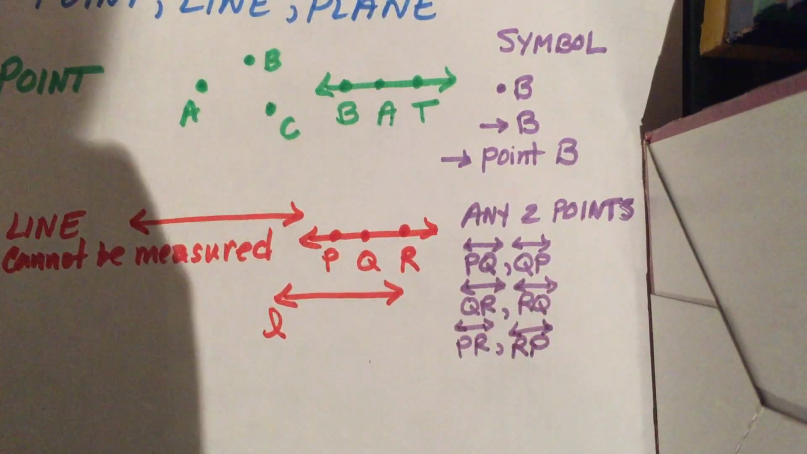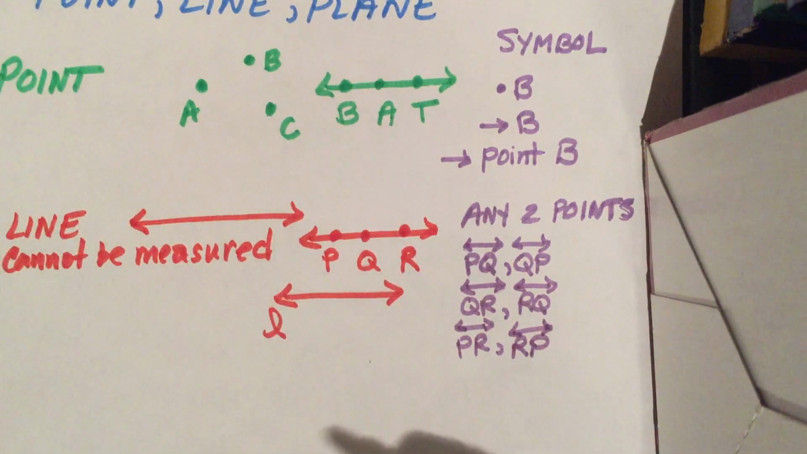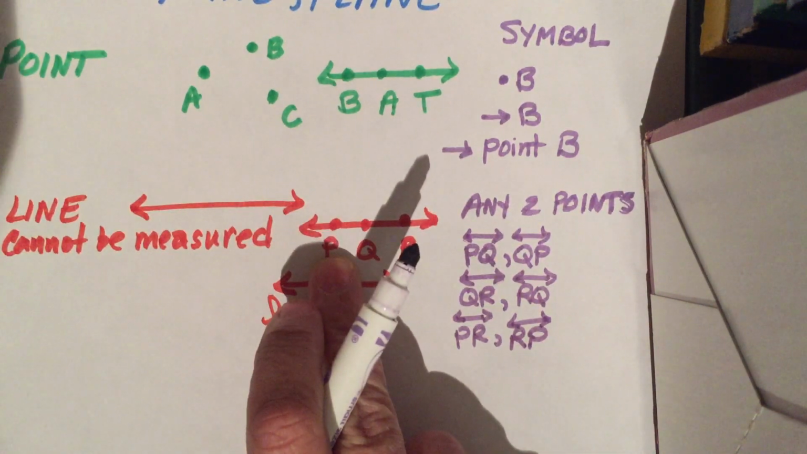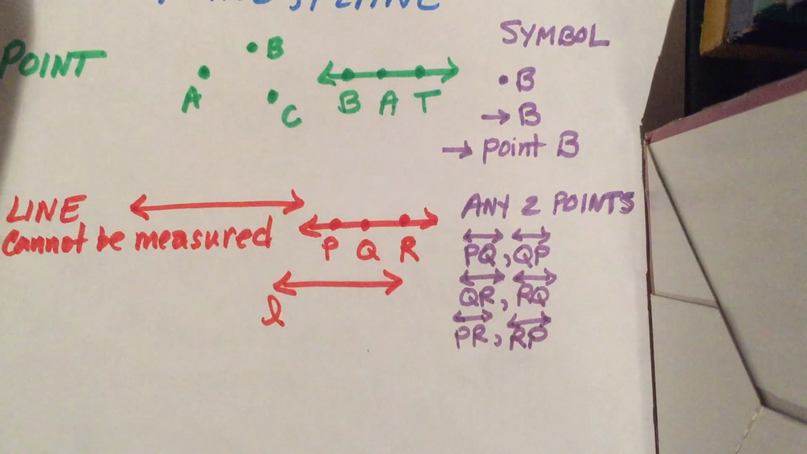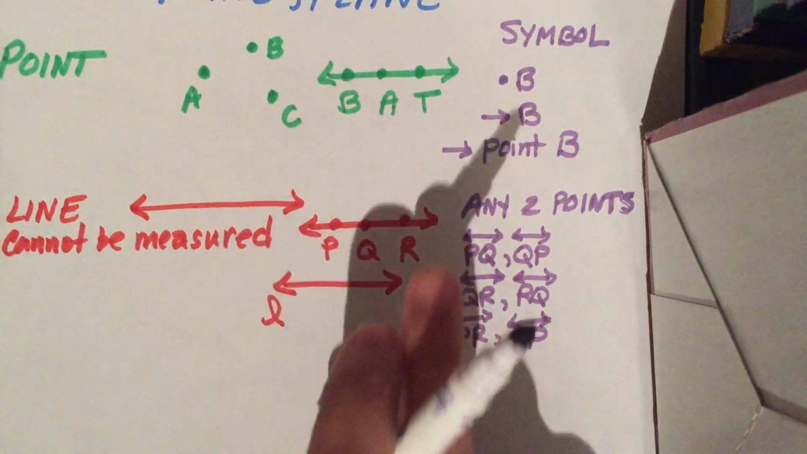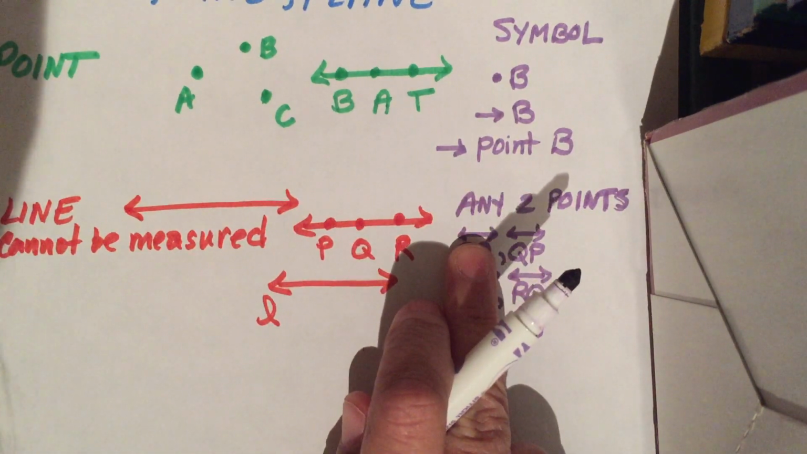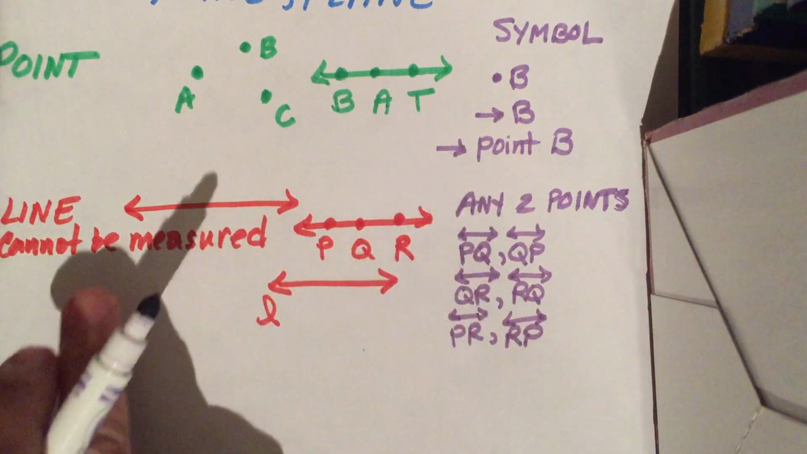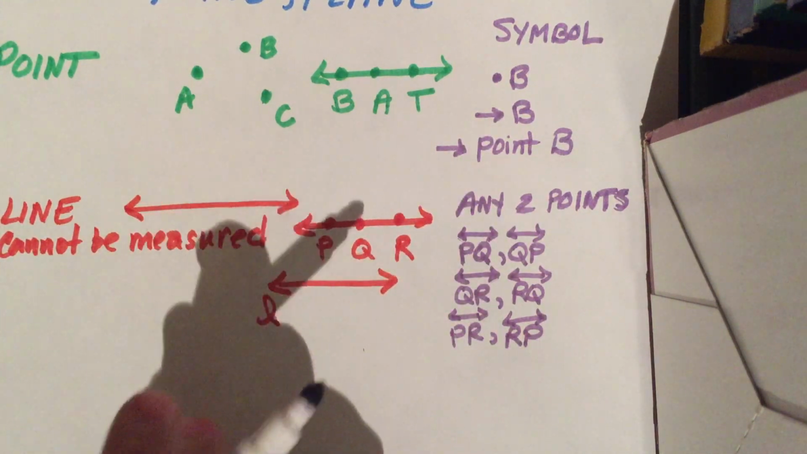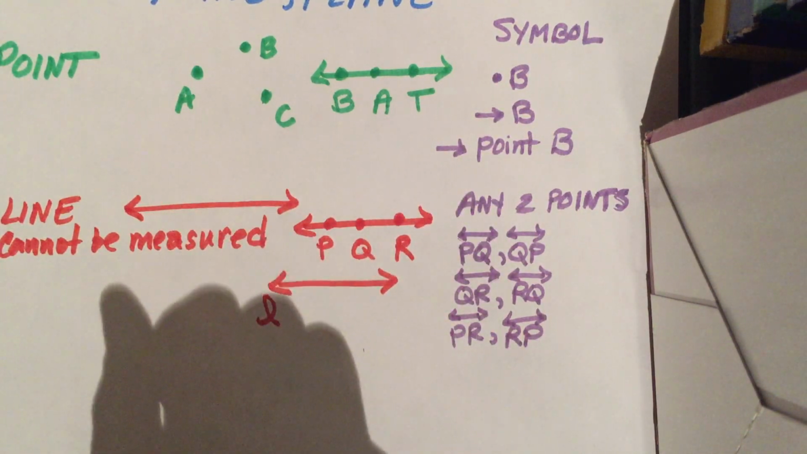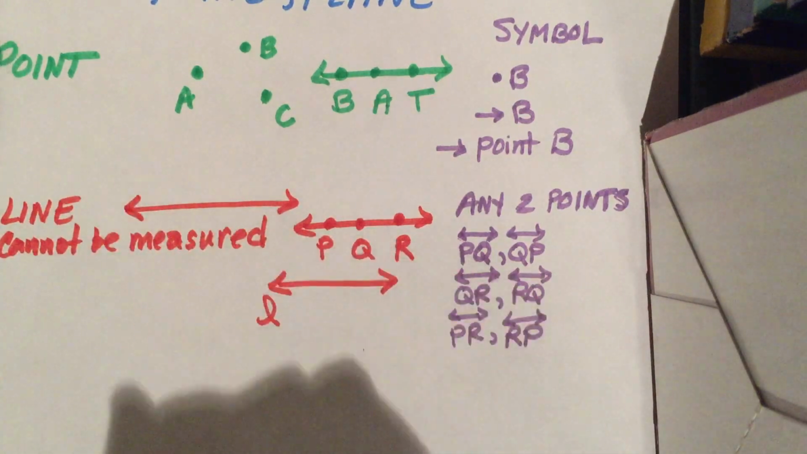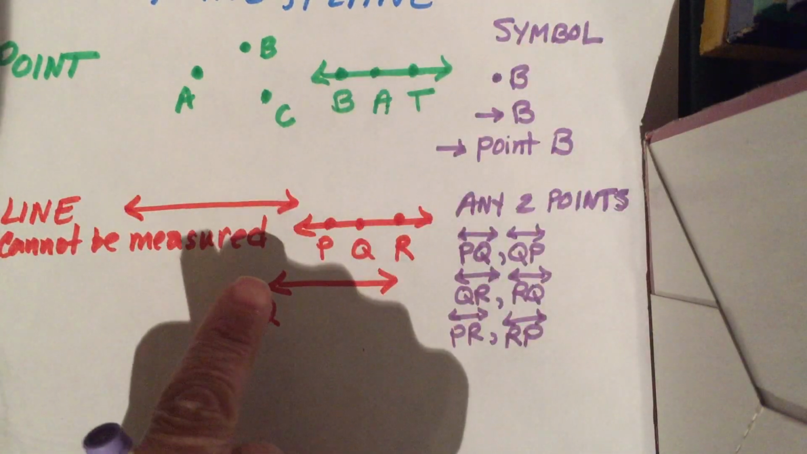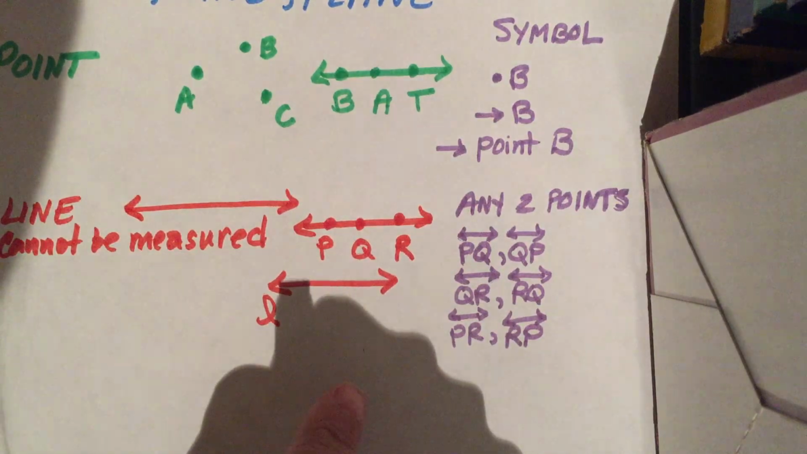So if I ever ask you to name this on an exam, or if you're ever asked to name this, as long as you pick any 2 points that are on that line, you're good. And then use the correct symbol. The arrows are important because they represent infinity. Remember, we cannot measure the length of a line because the line is infinite. We cannot measure something that never stops. Think about it this way. If you had a ruler, could you measure this? No, because it would never stop.